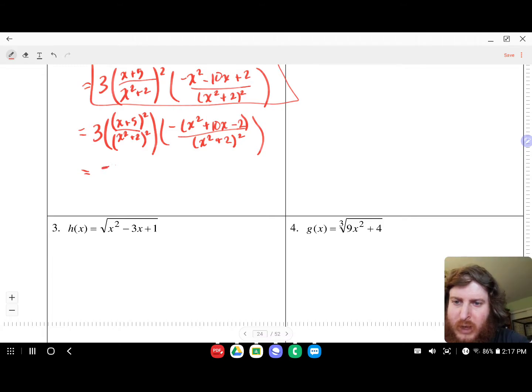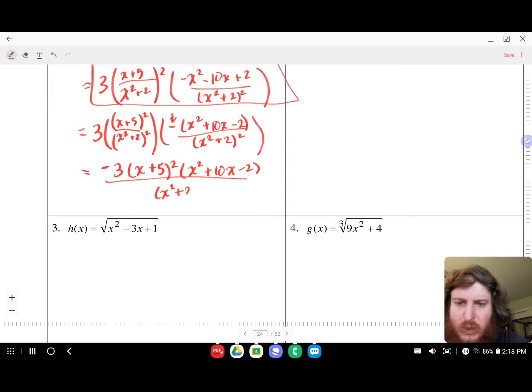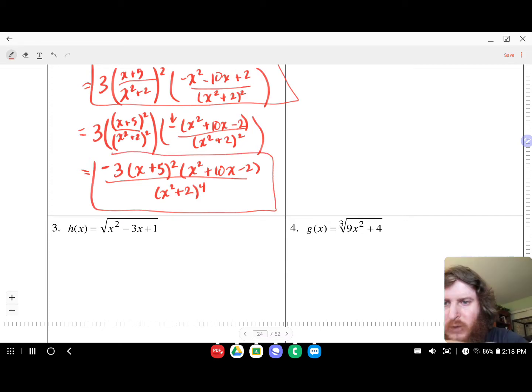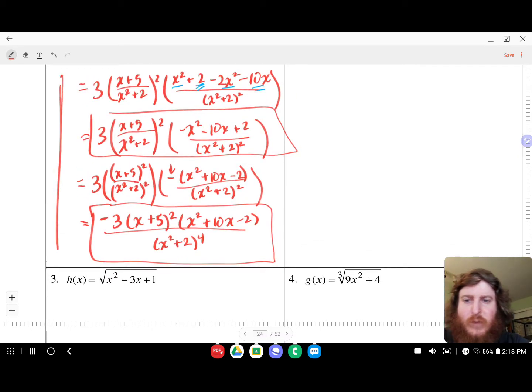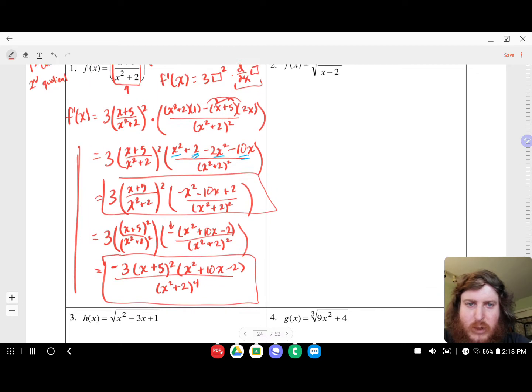And so I can write this as negative 3 parentheses x plus 5 squared times x squared plus 10x minus 2, right? I took that negative sign and I moved it to the front. All divided by, now x squared plus 2 squared is going to be to the 4th power. So this is kind of the most simplified version, right? Nothing else factors, but that's our most simplified version. So any of these answers, really full credit, and you're on the right track.